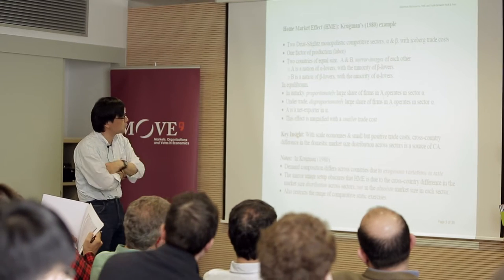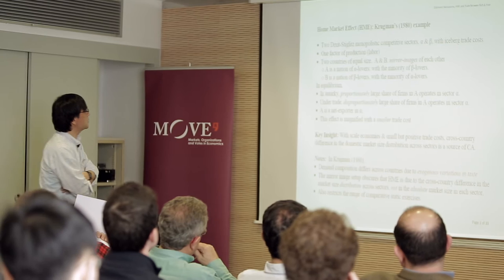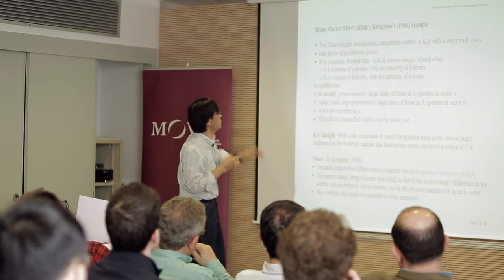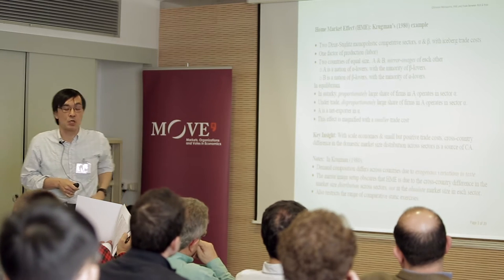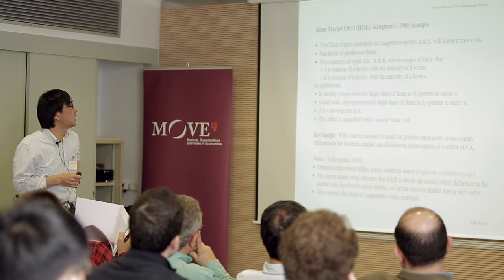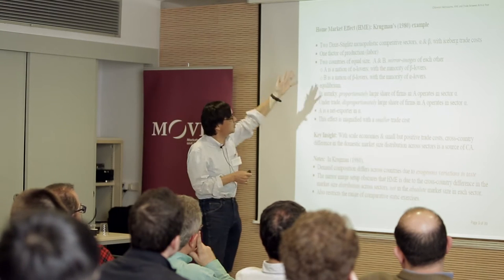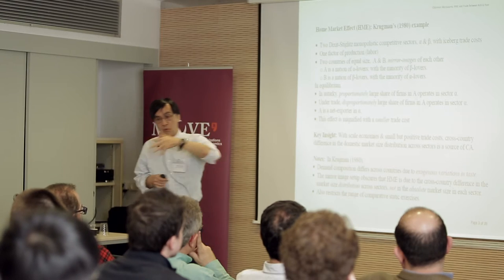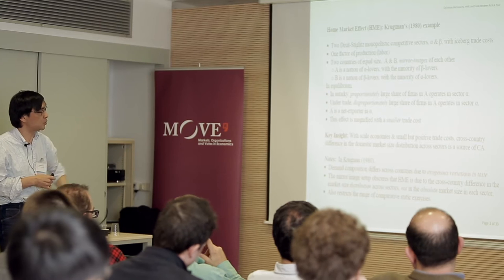Going back to the original Krugman 1980 example in the AER, he has the following sort of example. There are two Dixit-Stiglitz monopolistically competitive sectors, which he called alpha and beta, with some trade cost. There is one factor of production, which he called labor, that can be used both for setting up the companies as well as manufacturing the goods.